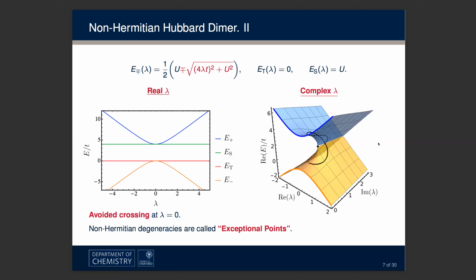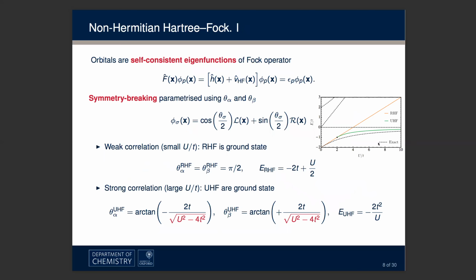Okay, so we can look at these degeneracies in Hartree-Fock theory itself. So it's not only an exact theory where we can see these things. If we were to look at the UHF approximation, we're building our Hartree-Fock orbitals as self-consistent eigenfunctions of our Fock operator. So here we have the core Hamiltonian, and then we have the two-electron interaction term, which is our Hartree-Fock potential, and we have orbitals which are then self-consistent eigenvectors of that Fock Hamiltonian.